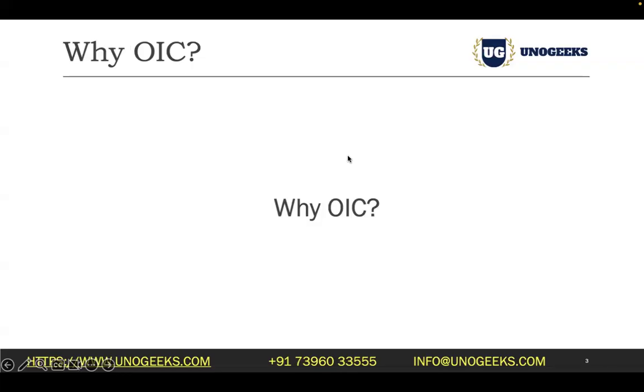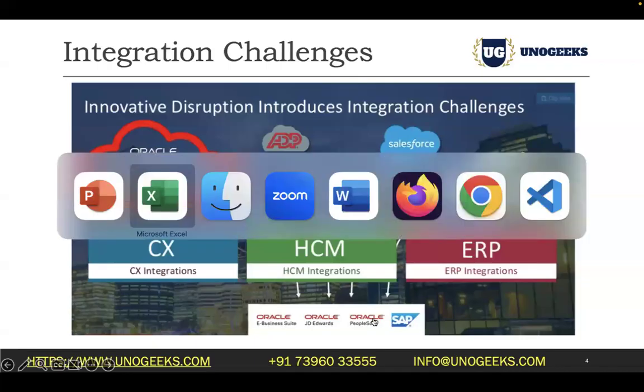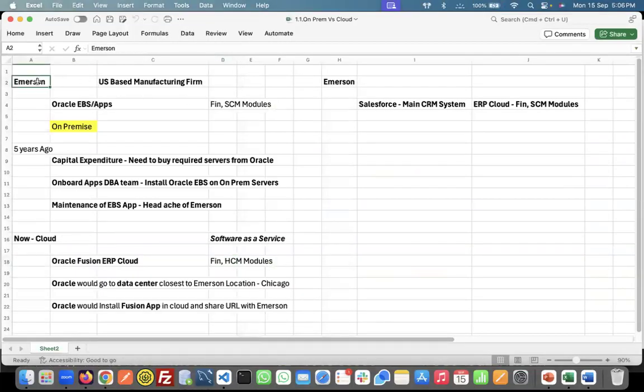Now, why do we need a product like OIC in the first place, guys? If you look at the IT landscape of any company, maybe 5 years back or 10 years back, all the applications that clients used to use were on-prem applications. Let's assume that we are doing an implementation for Emerson, which is a US-based manufacturing firm. It's not a fictional firm, guys. It is an actual company that works out of the US.